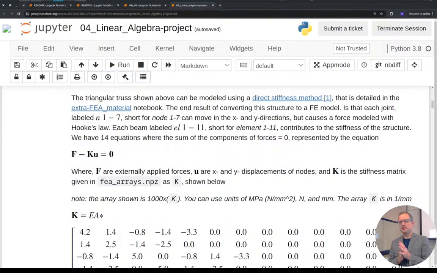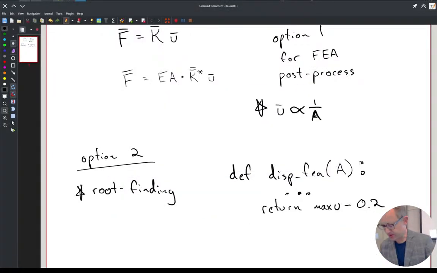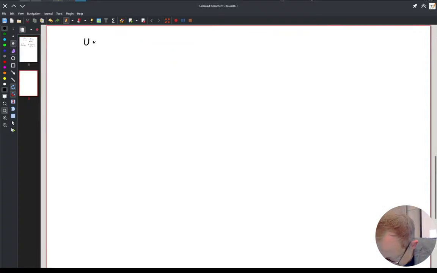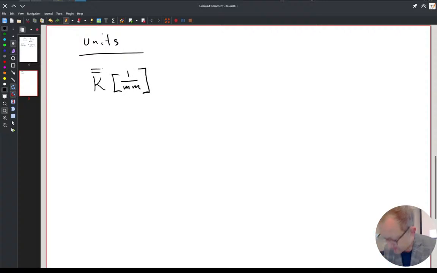Any other things coming up, working through the project? Sometimes units are a little weird to think about. Again, a question that nobody asked, but the K matrix that I give you is all in 1/millimeters.